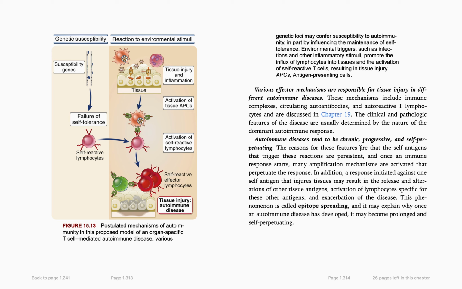Autoimmune diseases tend to be chronic, progressive, and self-perpetuating. The reason for these features is that the self-antigens that trigger these reactions are persistent, and once an immune response starts, many amplification mechanisms are activated to perpetuate the response. In addition, a response initiated against one self-antigen that injures the tissue may result in the release and alteration of other tissue antigens, activation of lymphocytes specific for these other antigens, and the exacerbation of the disease. This phenomenon is called epitope spreading, and it may explain why once an autoimmune disease has developed, it may become prolonged and self-perpetuating.